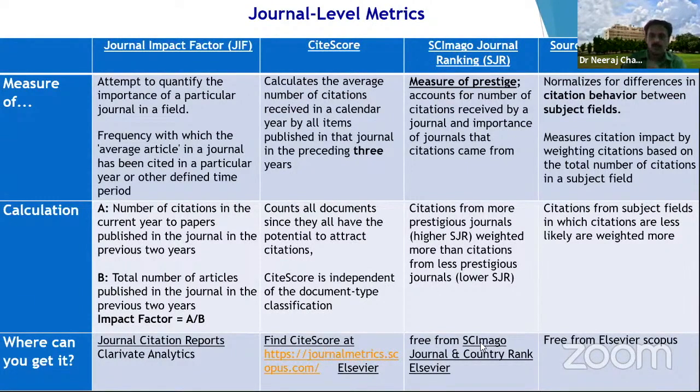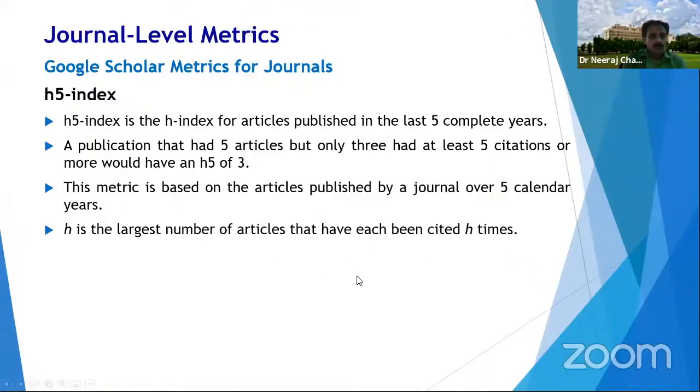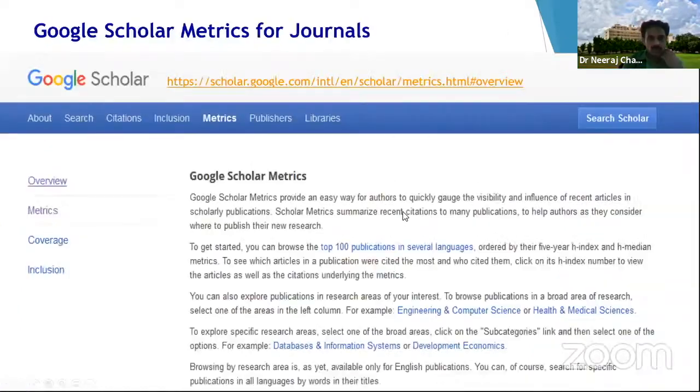So this slide gives you the complete detail of that. Now coming to the H5 index, which means the Google Scholar metrics for journals. H5 index is one of the indexes from Google Scholar, and it is the H index for articles published in the last five complete years. A publication that had 5 articles but only 3 had at least 5 citations would be an H5 of 3. So this H is the largest number of articles that have each been cited H times. So this is the H5 index of Google Scholar, which is used for that purpose.